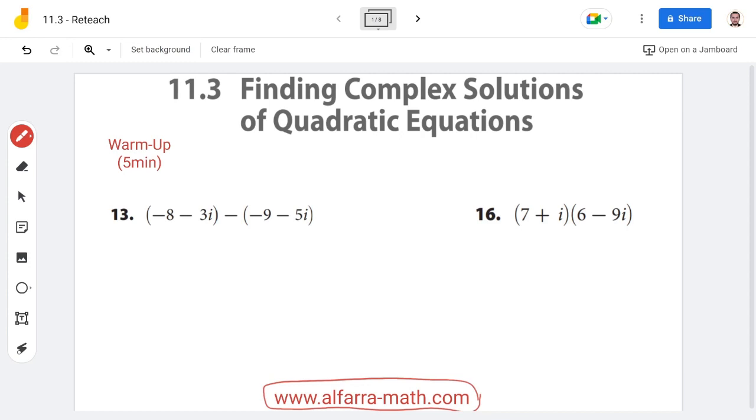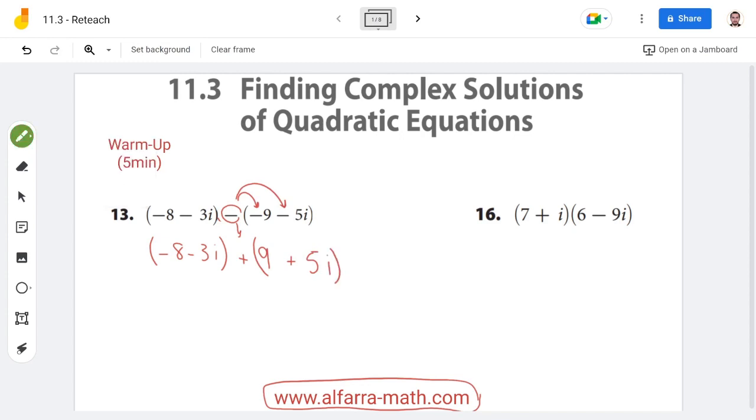First, I have this binomial minus this binomial. To subtract the binomials from each other, first let's distribute the negative. So first let's rewrite the first one: negative 8, negative 3i, minus will be plus. Now change the sign for every term. So it will be positive 9 and positive 5i.